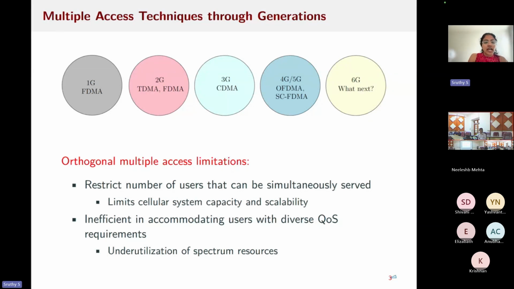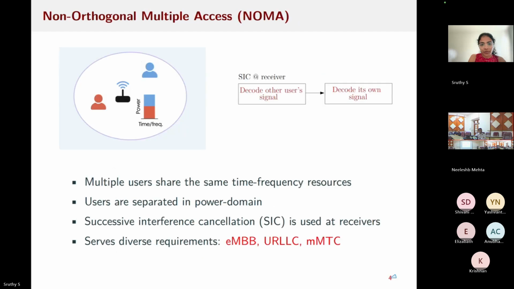So the natural question that arises here is: instead of avoiding or eliminating the interference completely, can we manage interference intelligently and allow multiple users to share common resources? That is precisely the idea behind non-orthogonal multiple access, or NOMA. In NOMA, multiple users share the same time-frequency resources. There are different types of NOMA. One of the most widely used is power domain NOMA, in which users are separated in the power domain. At the receiver, we use successive interference cancellation, or SIC, to retrieve data.